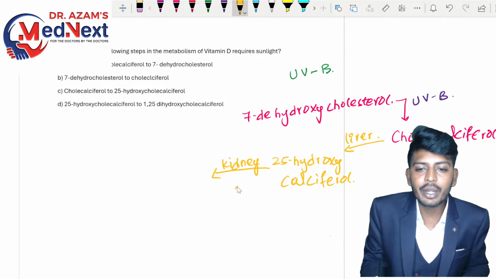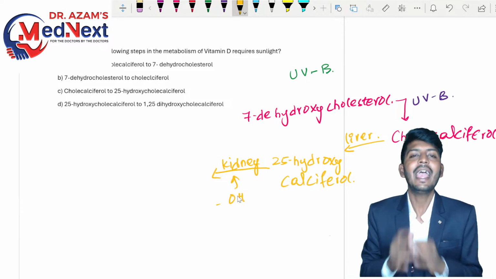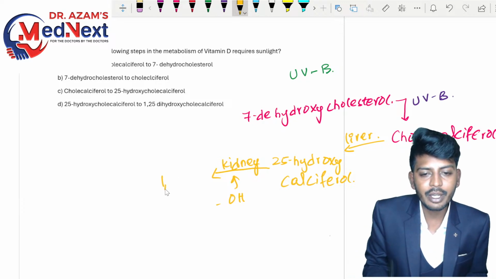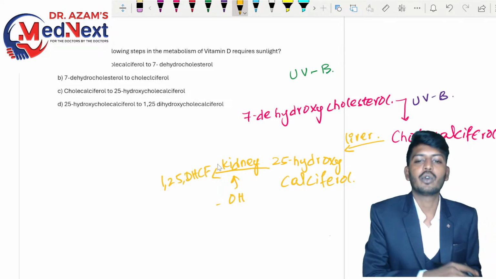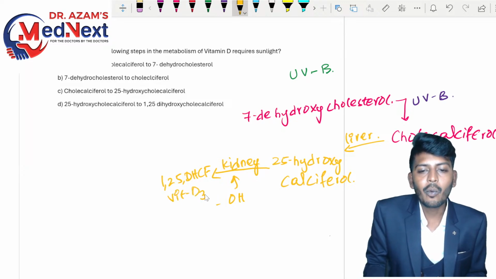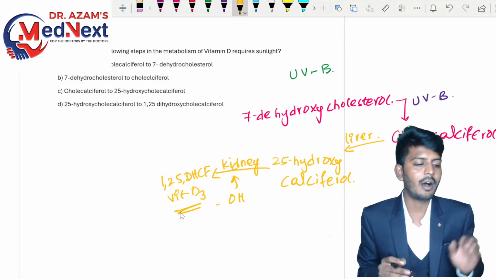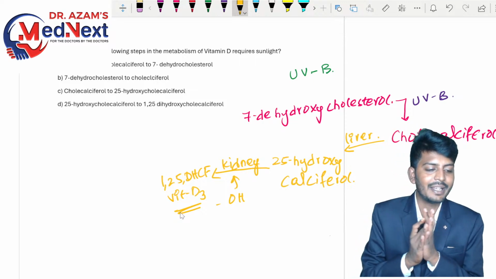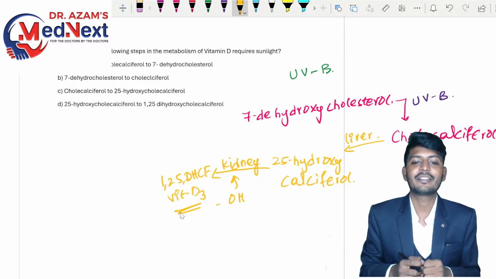In the kidney, one more reaction will occur, hydroxylation. Whenever you study hydroxylation, you know it is the addition of a hydroxyl group. It will get converted into 1,25-dihydroxycholecalciferol. That is your active vitamin D3. What will it do? It will increase the absorption of intestinal calcium, and it also increases the reabsorption of calcium from the kidney.